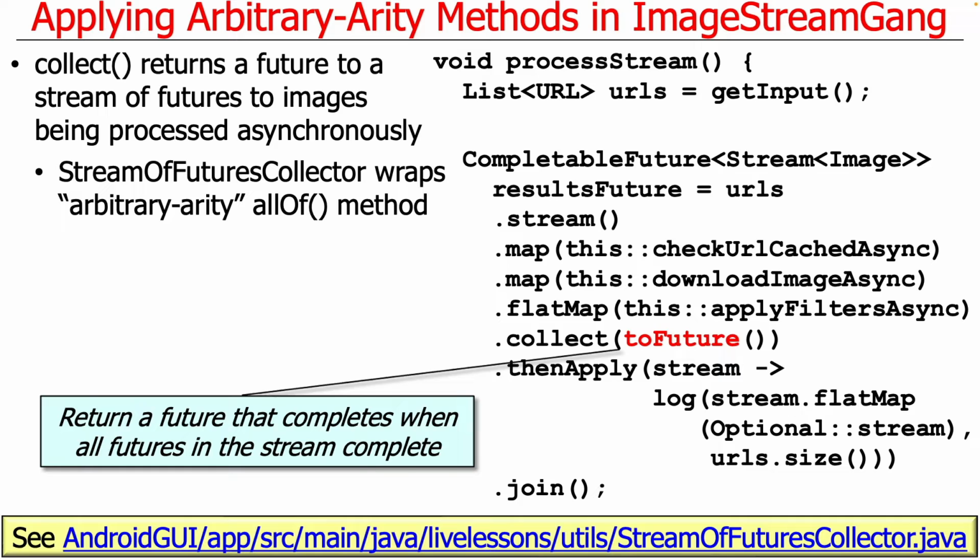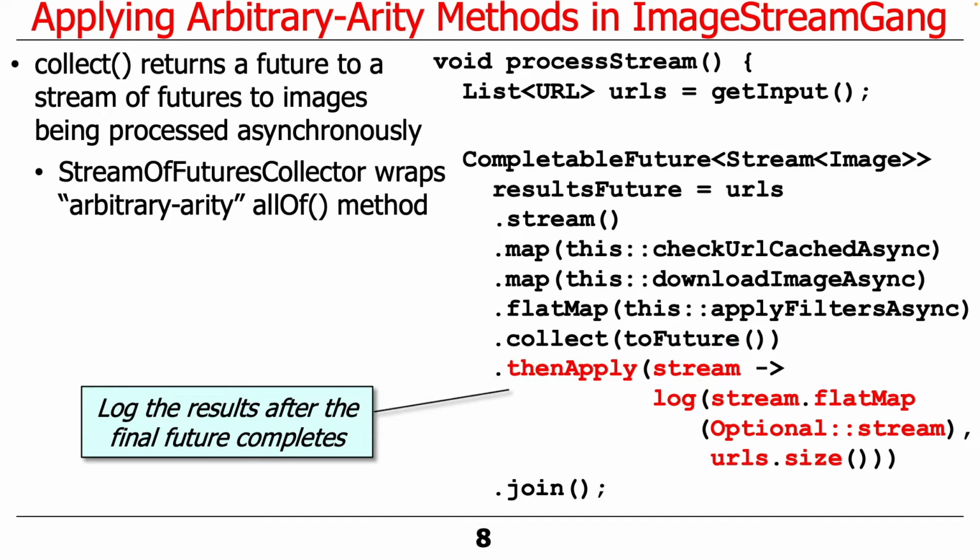Now what happens at this point is we then use the thenApply completion stage method to register and then ultimately run an action that will log the results of all the computations after that final completable future finishes, indicating everything else is done.